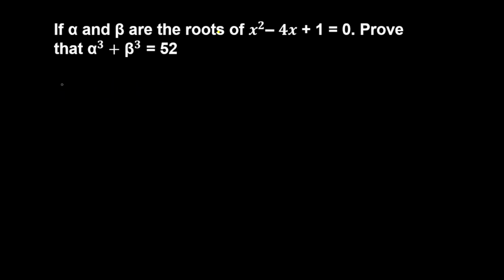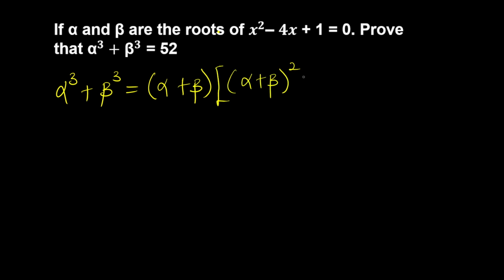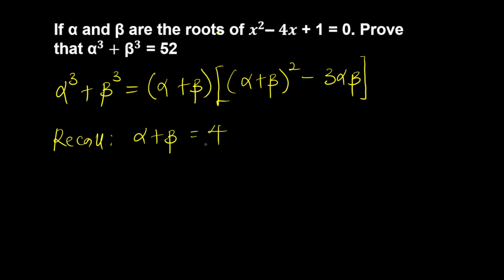52. To find alpha cube plus beta cube, we have to represent it in terms of sum of roots and product of roots to enable easy substitution. The representation is given as alpha plus beta into alpha plus beta all squared minus 3 alpha beta. But we can recall that our sum of roots, which is alpha plus beta, was given to be 4, and our product of roots, which is alpha beta, is 1.